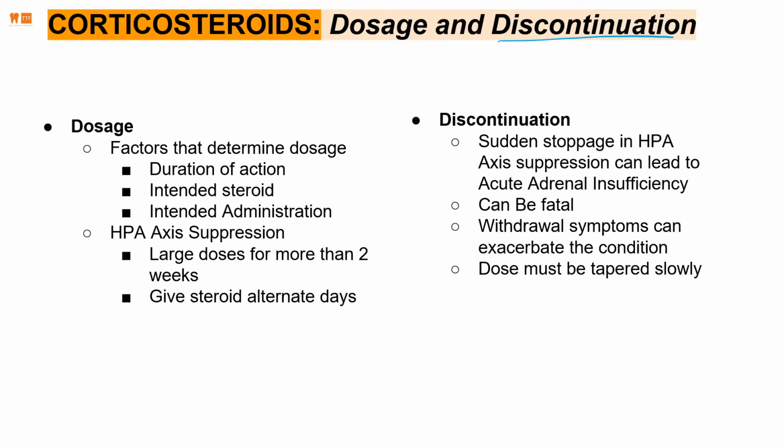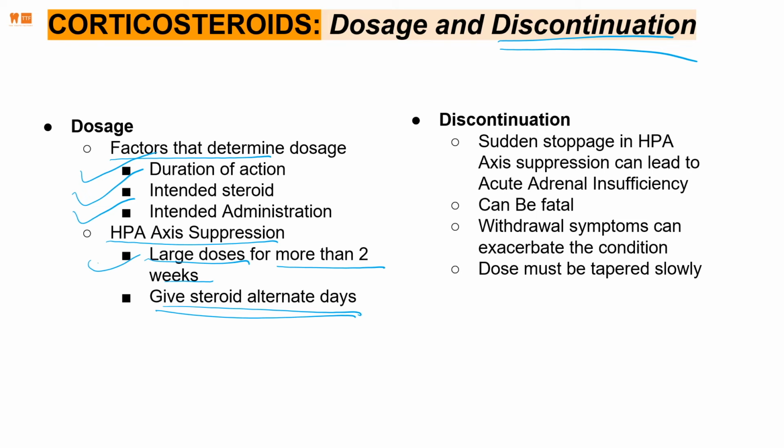Corticosteroids dosage and discontinuation, the short note we were talking about. Factors that determine dosage are duration of action, intended steroid use, so which steroid, long acting, short acting, and so on, and intended administration, which is like inhaled, oral, IV, things like that. HPA axis suppression, basically in this case you need large doses for more than 2 weeks because the whole axis is broken. Therefore, give steroids on alternate days for 2 weeks with larger doses. And this one is specifically prednisolone, just as a side note, guys.